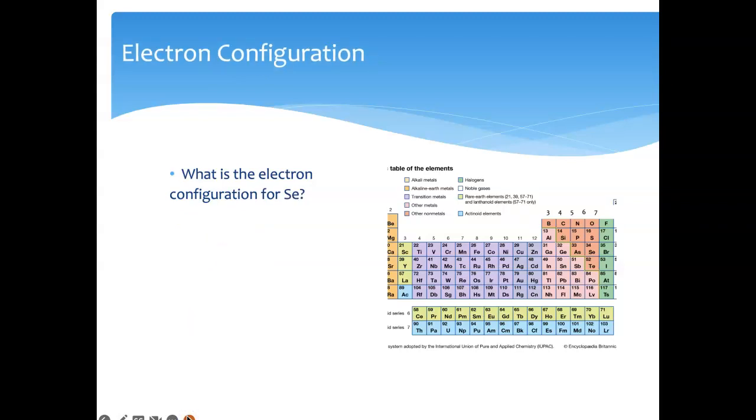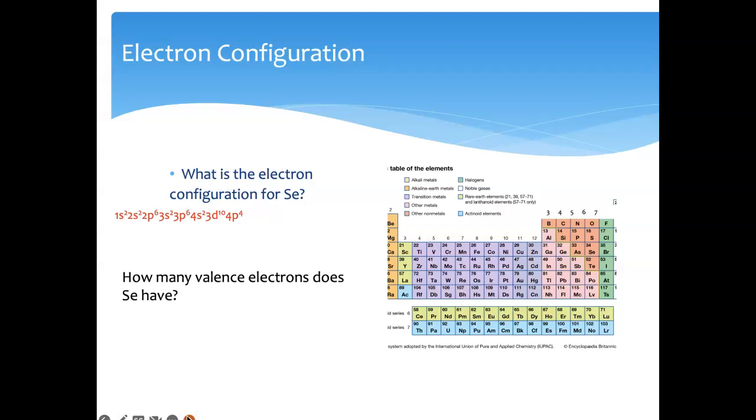How about Se, the electron configuration for selenium? Hopefully you said 1s2, 2s2, 2p6, 3s2, 3p6, 4s2, 3d10, and 4p4. How about valence electrons for selenium?